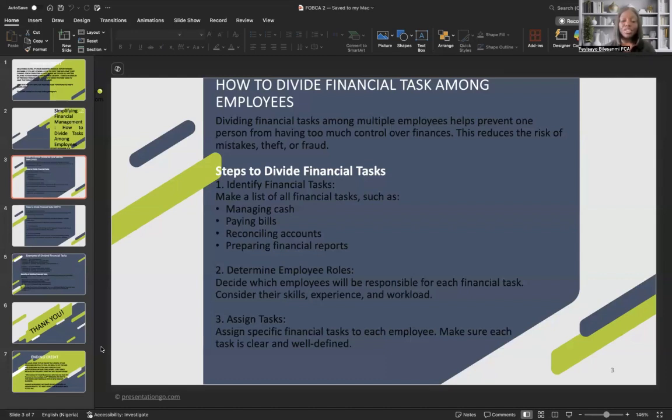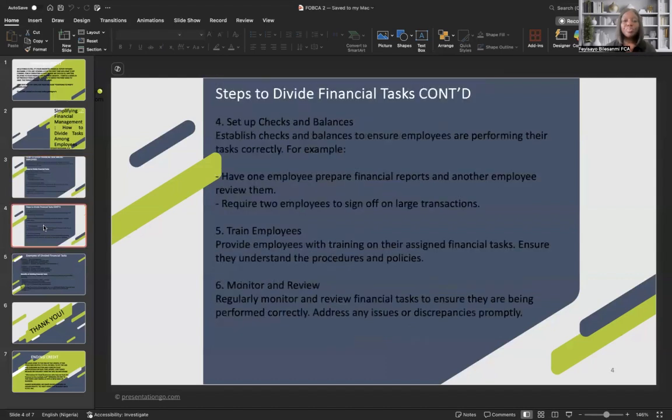Number three, assign tasks. Assign specific financial tasks to each employee. Make sure each task is very clear and well-defined. There should be no ambiguity of any kind, right? They need to understand the task that has been assigned to them and what they need to do.